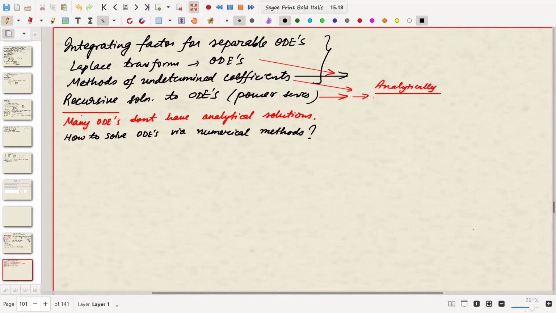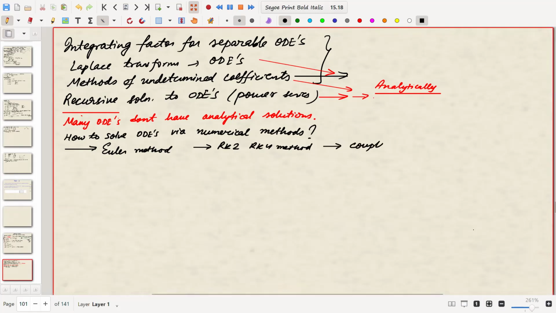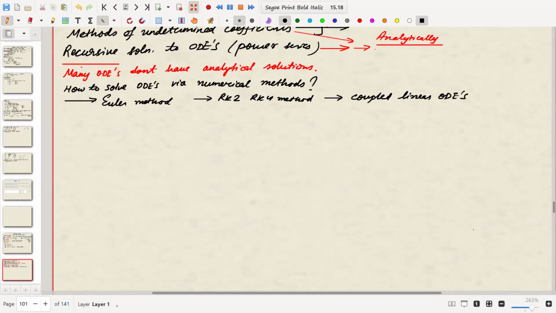How to solve ODEs via numerical methods. Okay. So we will learn these methods. That is, we will learn the Euler method in this class. We will learn about the RK2, RK4 methods. Then we will learn how to solve coupled ODEs, coupled linear ODEs, to be honest, not nonlinear ODEs. Okay. So these are the three methods we will learn in this class, and these are the heavy, powerful methods so far. Okay. So I hope it will be useful.